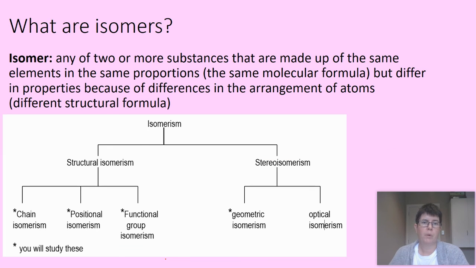So in summary, what are isomers? They're two or more substances that have the same molecular formula but different structural formulas. This video focused on examples of how to draw chains. In future videos, we're going to look at other kinds of isomerism. Okay, thanks. See you next time.